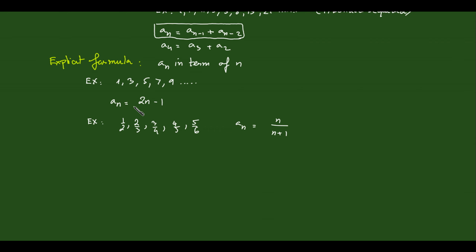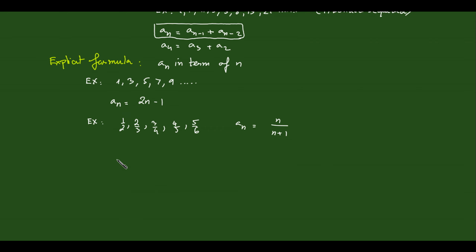So you see that over here a sub n is written in terms of n only. It's not written as the sum or the difference of the preceding term, but in terms of n only. All you can see over here is n and numbers. There's no a sub n minus 1, and you don't see a sub n plus 1. Just in terms of n.